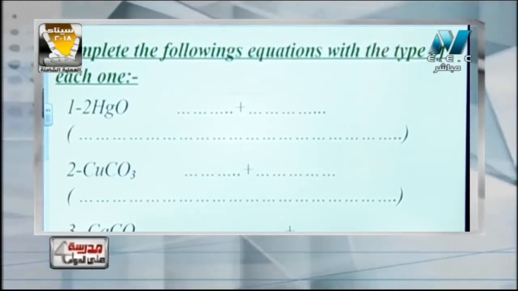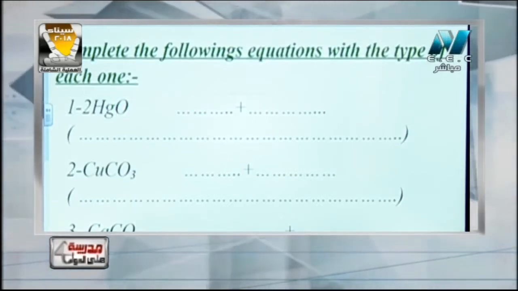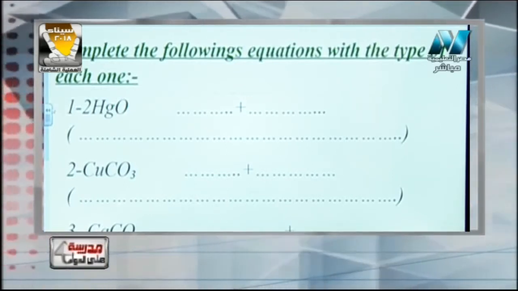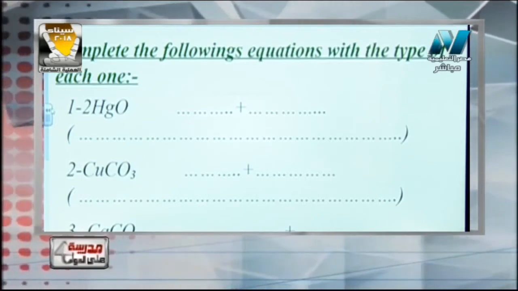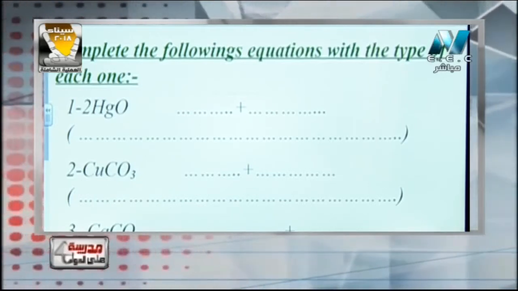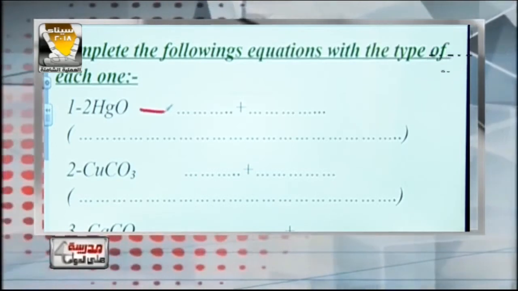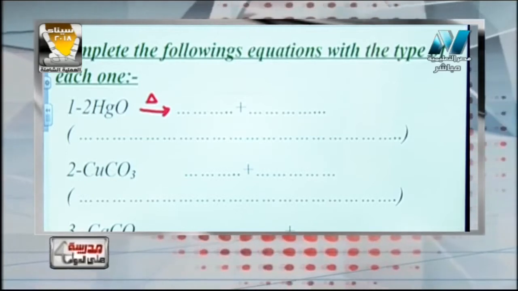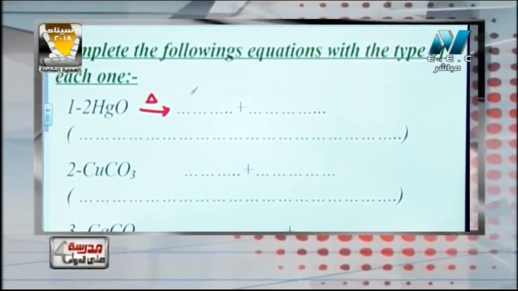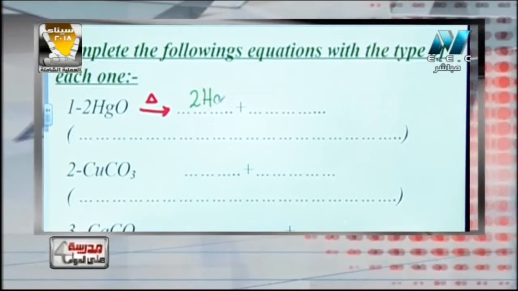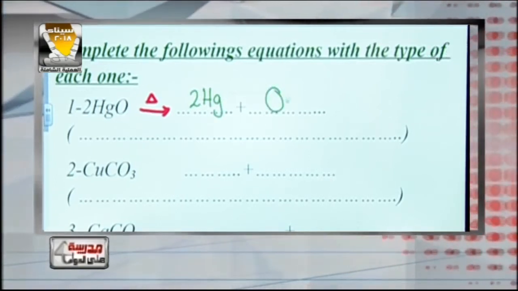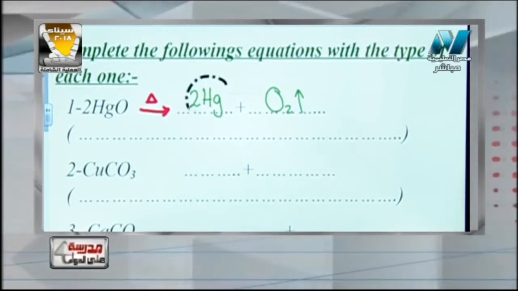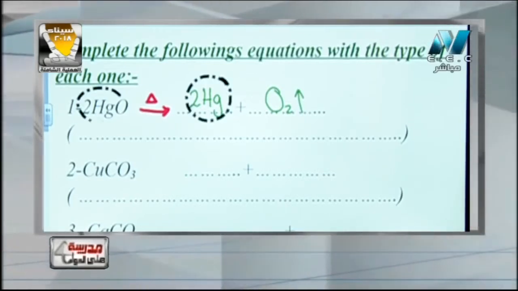Next question, complete the following equations with the type of each one. How can we complete them and, at the same time, indicate the type of chemical reaction in each one? So here we have 2HgO by heating. Mercuric oxide by heating will decompose into what? It will decompose into 2Hg as mercury with oxygen O2. Mercury has a silver color as we studied before, and mercuric oxide has red color.